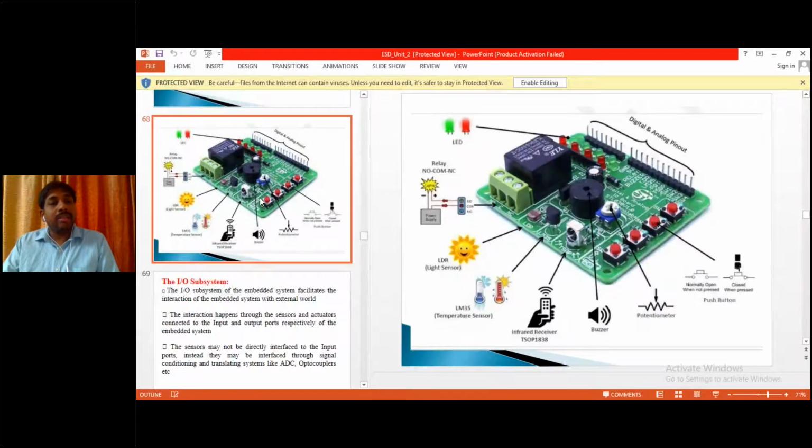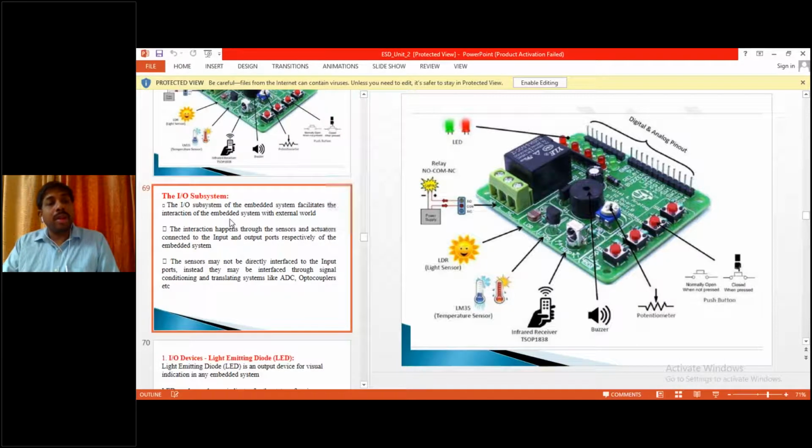Okay. And this diagram shows an Arduino board where there is an LED, there is a relay, there is a LDR, light detecting resistor, and there is a temperature sensor, and there is an infrared sensor, there is a buzzer, there is a potentiometer, and there are push buttons. So these all are placed on the green color PCB Arduino board, and this may act as input output devices.